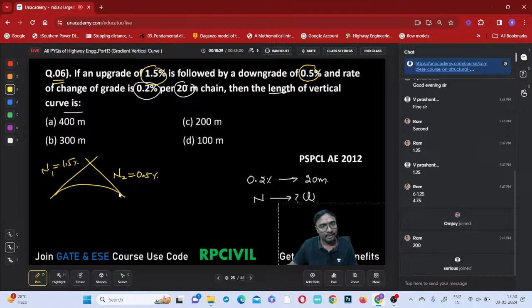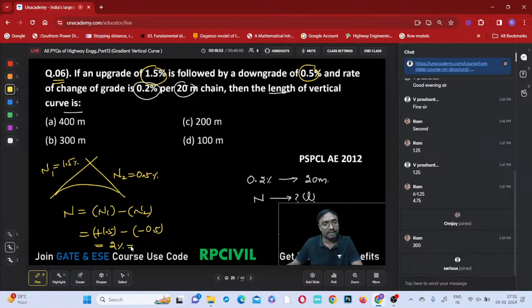If you just observe, the net deflection angle will be equal to n1 minus n2, minus of n2. Is n1 a positive n1 or negative n1? Positive n1, plus 1.5, right? Minus of n2 will be downward. Whenever it is downward, you take it as minus, right? Minus 0.5. So what does the total come to be? 2 percentage, yes or no? It is 2 percentage, which means 0.02 we have to substitute. That is the net deflection angle.